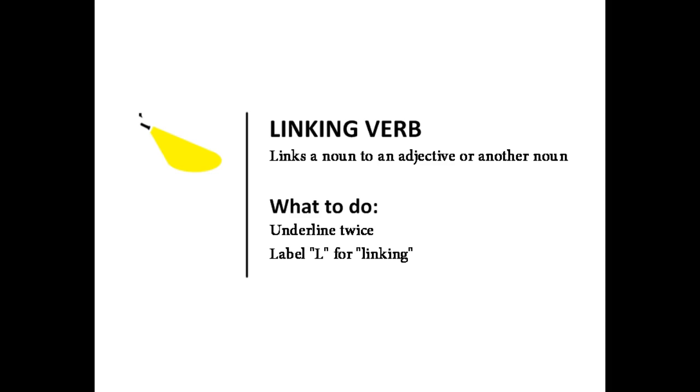Now, a linking verb is not going to create the same kind of motion and action that an action verb does. All it's going to do is link two things together. It'll link a noun to an adjective or a noun to another noun. You need to think of it almost like an equals sign, or like a verb that does the same function as the verb is or are or was or were, those be verbs, right? Again, we're going to still underline it twice, and we're going to label it L for linking.